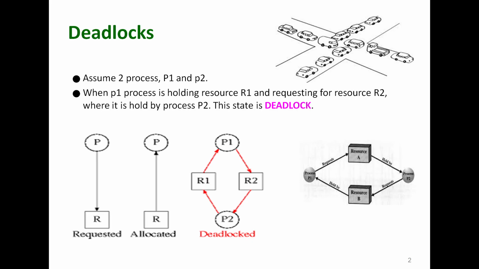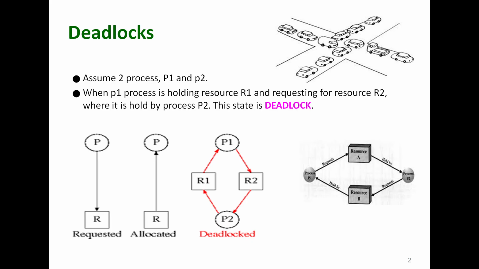In this example, P1 is requesting resource R2, but R2 is held by process P2. Similarly, process P2 is requesting resource R1, but R1 is held by process P1. So in this case, P1 is waiting for resource R2, and P2 is waiting for resource R1. This situation is called deadlock.